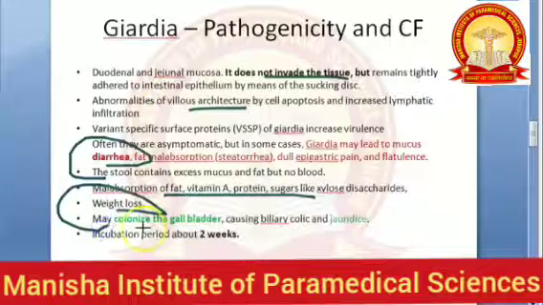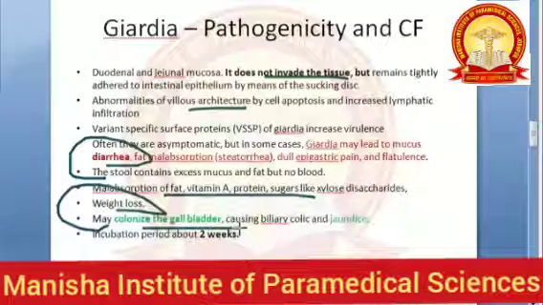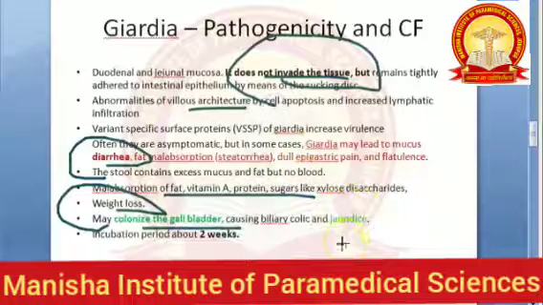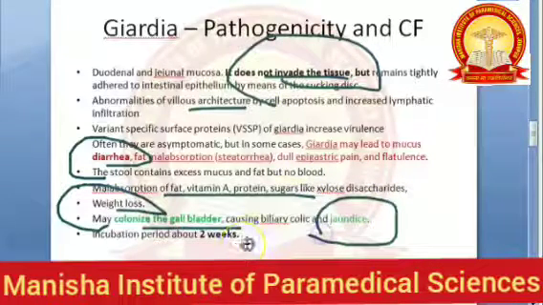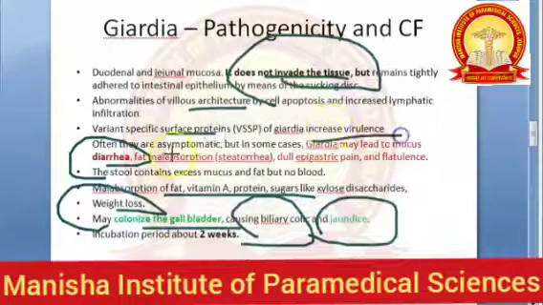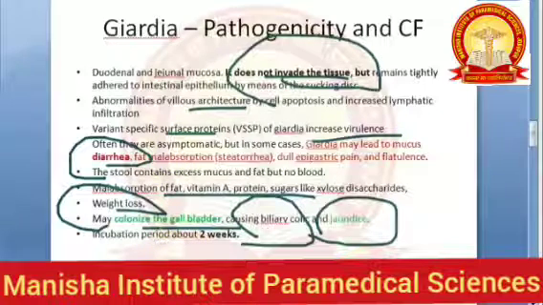They are malnourished. Sometimes these Giardia can go to the gallbladder. Actually they said here it will not invade, so I don't know how it reached the gallbladder, but it will reach the gallbladder and it can cause biliary colic and jaundice. Okay. Some surface antigen gives the virulence for this Giardia lamblia.